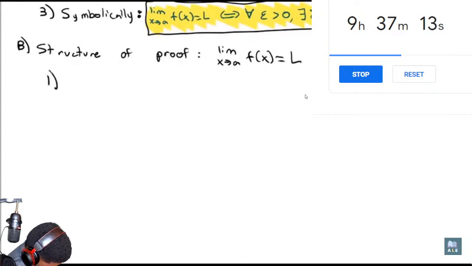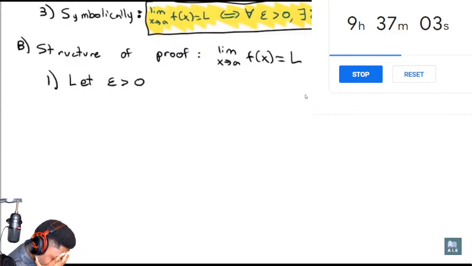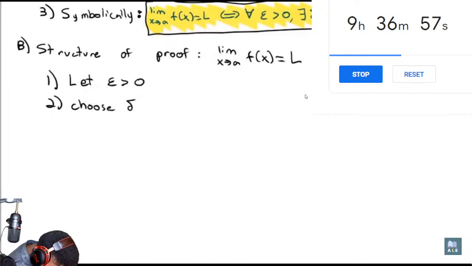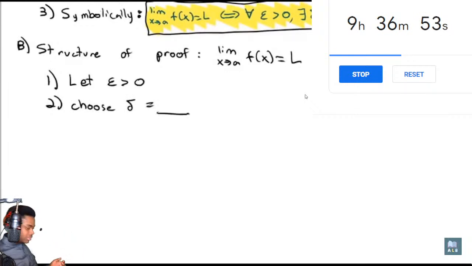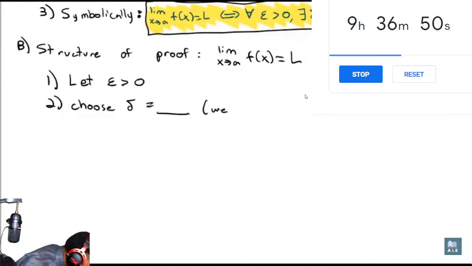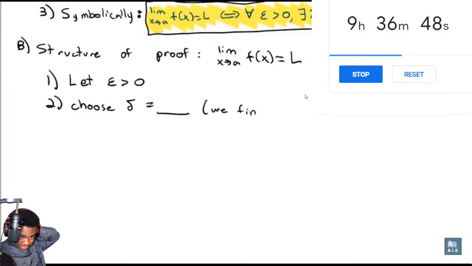The first step is you're always going to say, we let epsilon be greater than 0. That has to be true, and that's always the same, every proof. Let epsilon be greater than 0. Then you'll say, choose a delta that is equal to something. And actually, we're going to find this later.